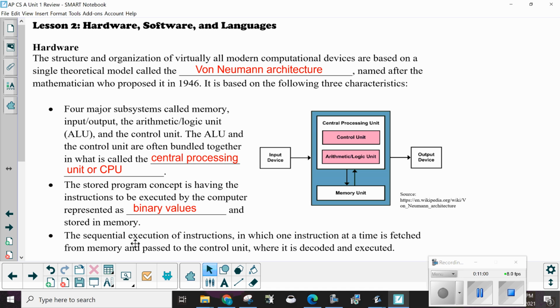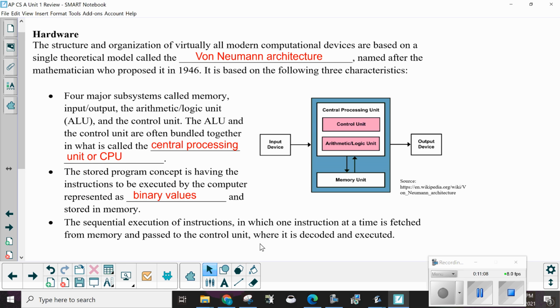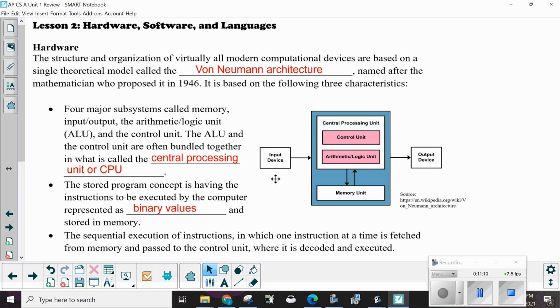The sequential execution of instructions in which one instruction at a time is fetched from memory and passed to the control unit where it is decoded and executed. And of course, you have input and output. Not every program has input and output. Some just take input and do something, others just produce output.